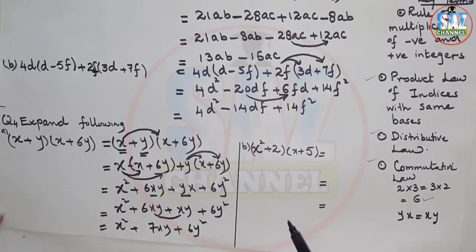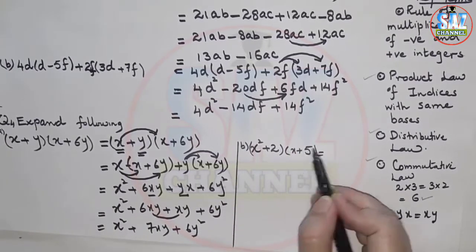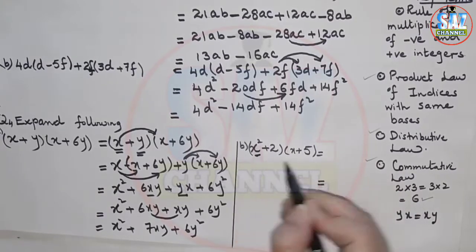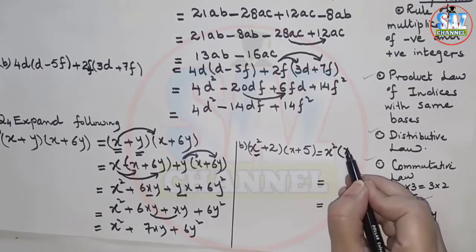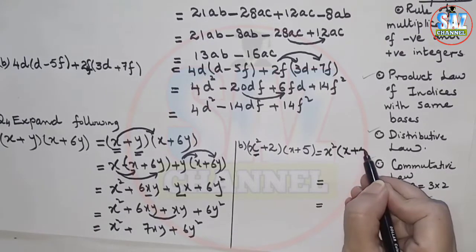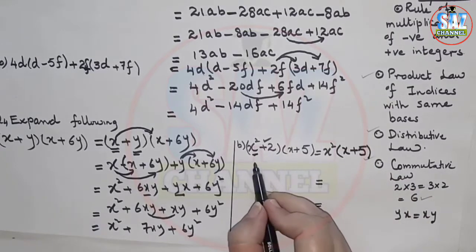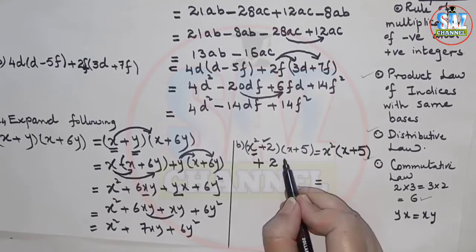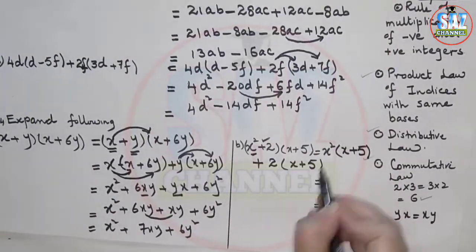Coming to the next part of the question, that is (x square plus 2) multiplied by (x plus 5). Again, I'm going to take this x square and I have to multiply it with the second complete bracket. Then I have to mark this sign, plus 2, and I have to multiply it with the whole of the second bracket.